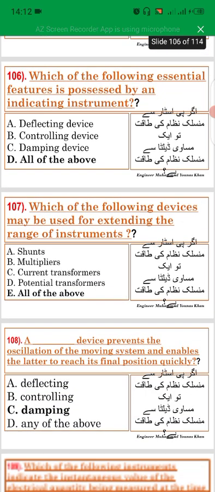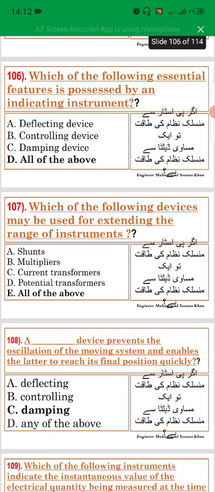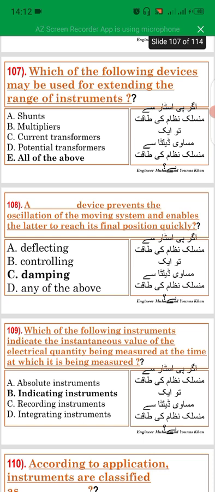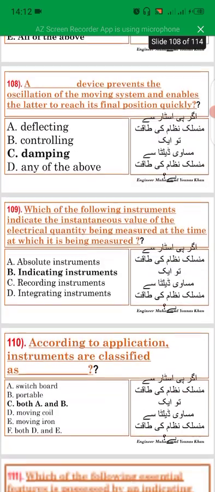Which of the following essential features is possessed by an indicating instrument? Deflecting device, controlling device, damping device. Which of the following devices may be used for extending the range of instrument? Shunts, multiplier, current transformer, potentiometer, potential transformer, all of the above.